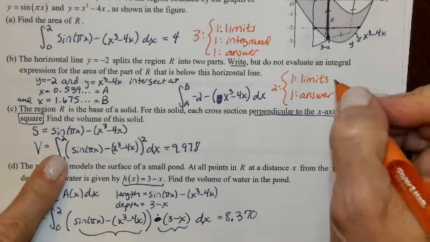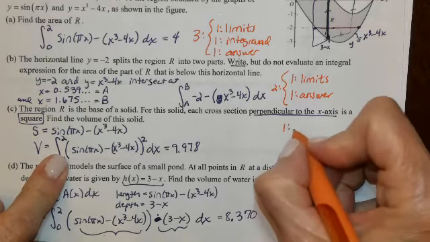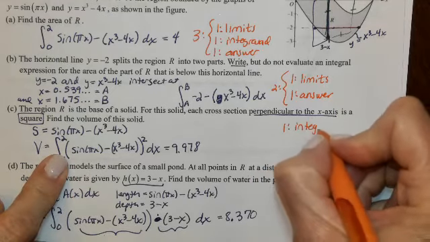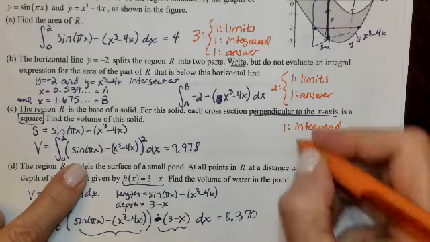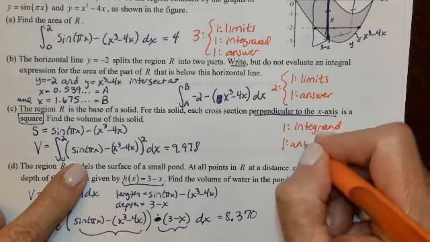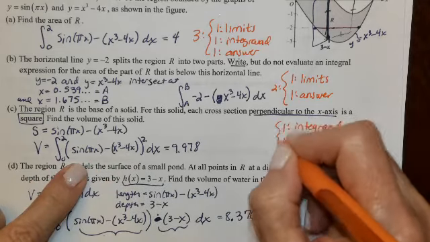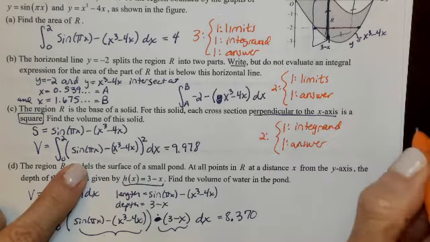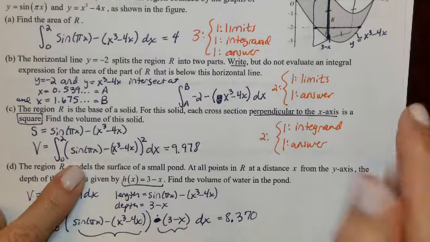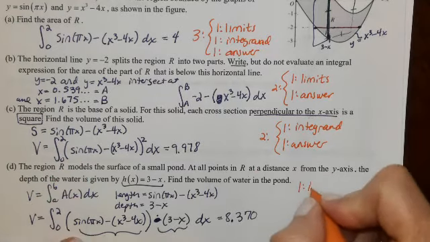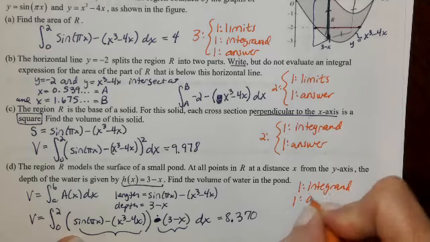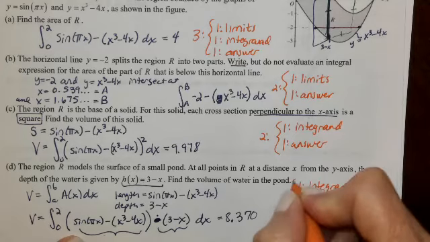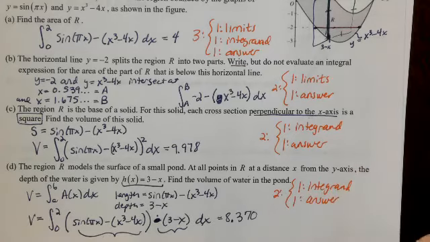In part C, they gave 1 point for the integrand. Definitely the meat of this problem. And then 1 point for the answer. Total of 2 points for that part. And for the last one, 1 point for the integrand and 1 point for the answer. Total of 2 points. That's how they scored that one.